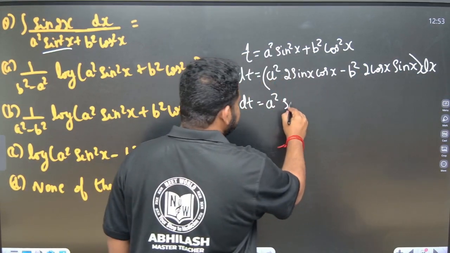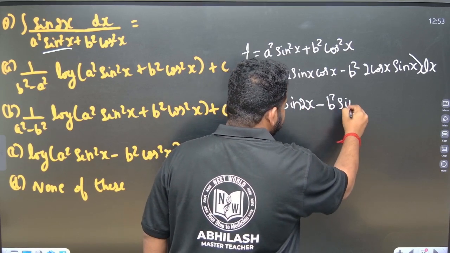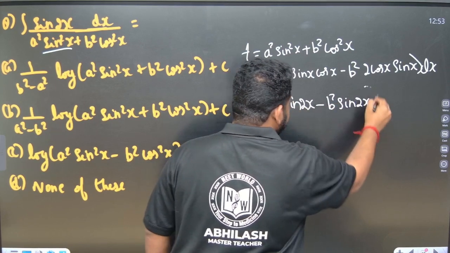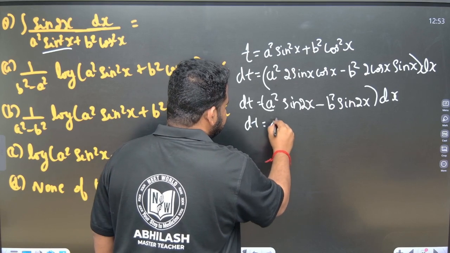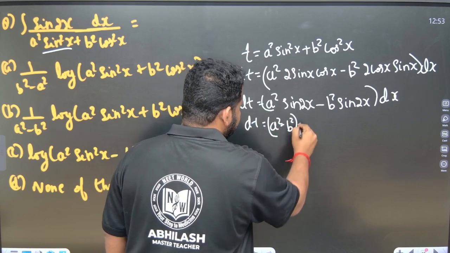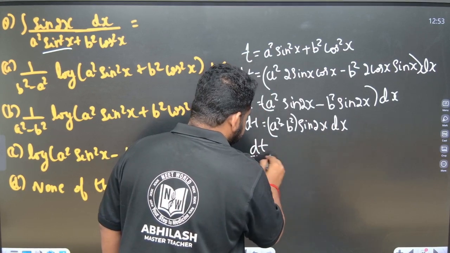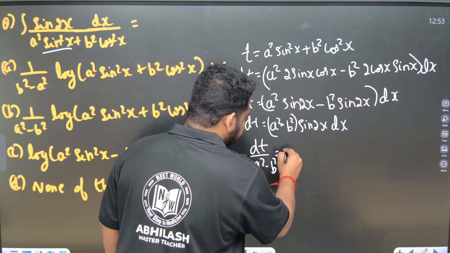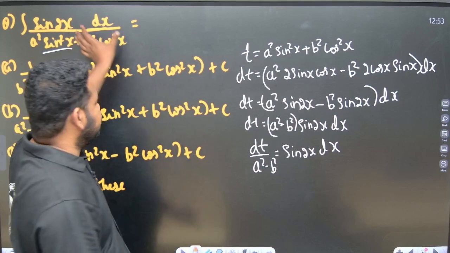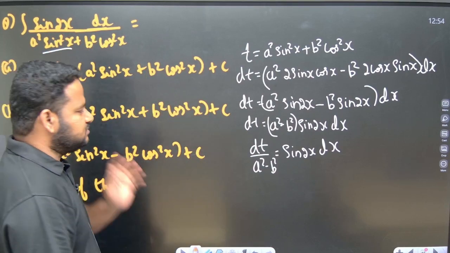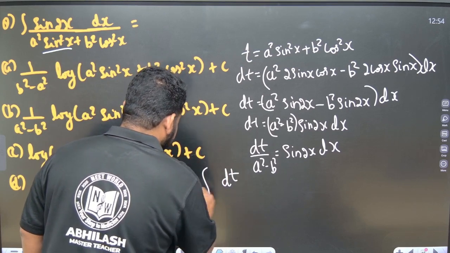So this will be a square sin 2x minus b square sin 2x dx. Now I can take sin 2x common. This will become dt is equal to a square minus b square into sin 2x dx. So dt by a square minus b square is equal to sin 2x dx. Wherever I have sin 2x dx, I should put dt by a square minus b square.